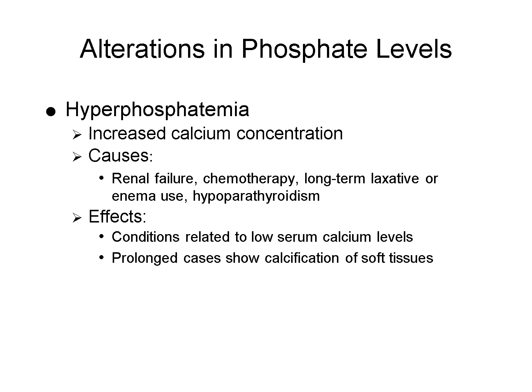Common causes include renal failure, chemotherapy treatments, prolonged use of laxatives or enemas, and hypoparathyroidism. The effects of hyperphosphatemia are primarily linked to symptoms of low calcium, and in prolonged cases, excess phosphate can lead to the calcification of soft tissues, which may impair the function of vital organs.